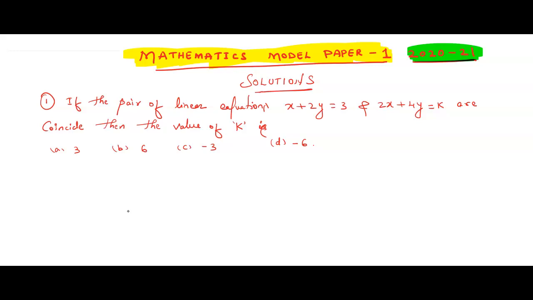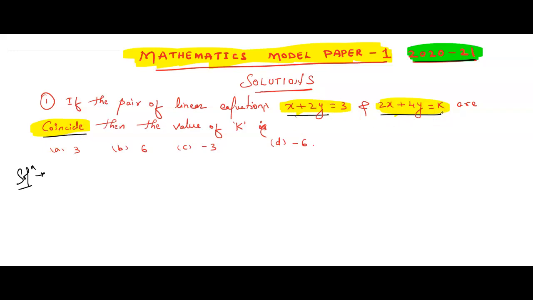See children, here I will be giving you extra details also regarding the problem. See here, solution. First we need to understand what is the question. If the pair of linear equations x plus 2y is equals to 3, this is one equation, and another equation is 2x plus 4y is equals to k. So these both are coincide, then the value of k is, here the condition is coincide, first condition, and he has given 2 equations here.